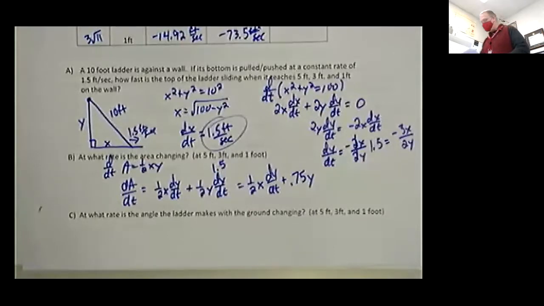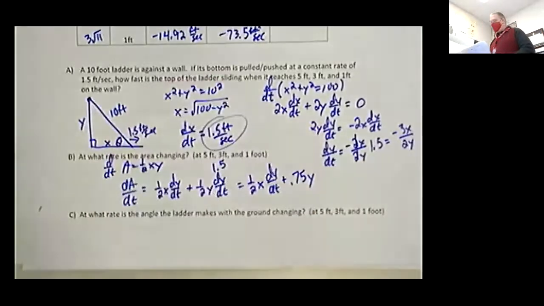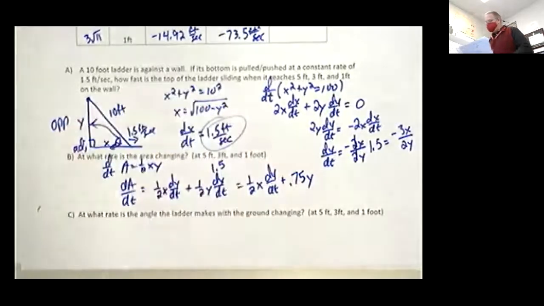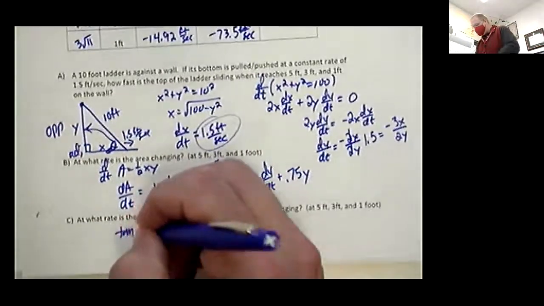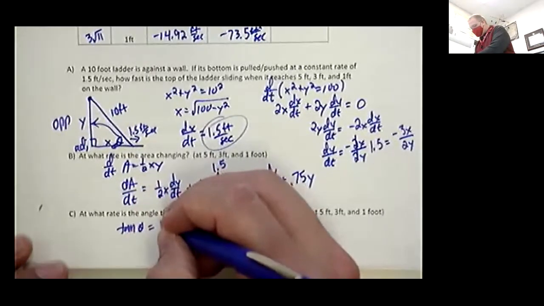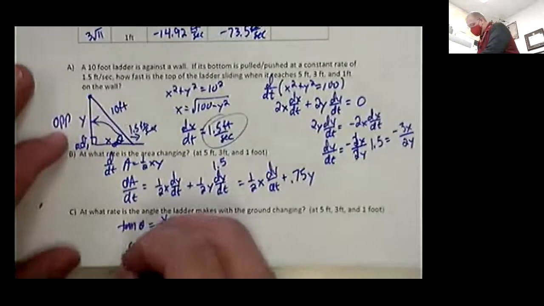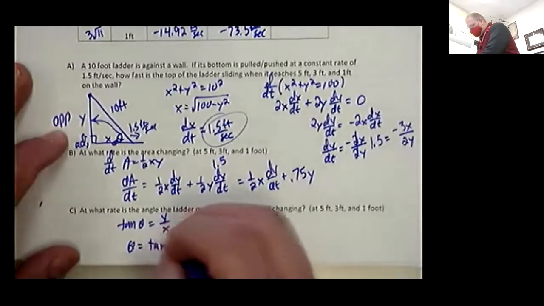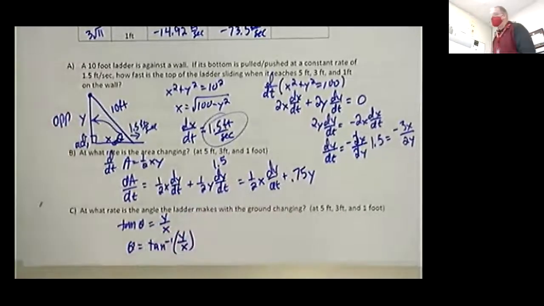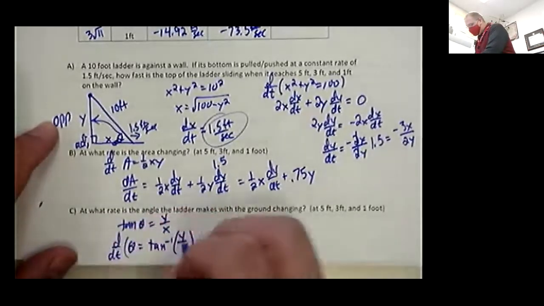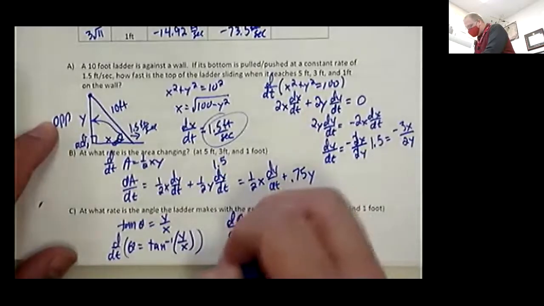So how do we get an angle out of this? Here's our angle theta. Well, y is opposite, x is adjacent, so opposite over adjacent, tangent of theta is equal to y over x. We want to solve that for theta. How can we solve that for theta? Well, that would give us theta is equal to tangent inverse of y over x. So we want to take the derivative with respect to time of that. That gives us d theta over dt.